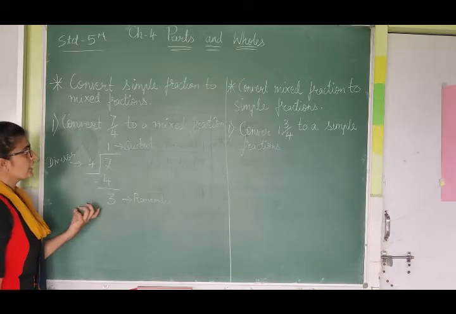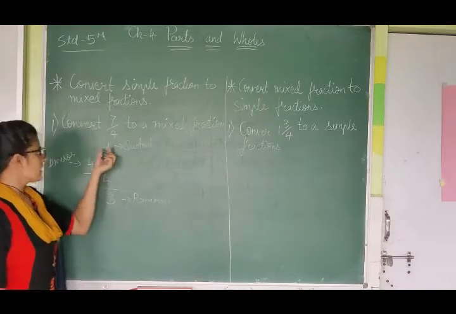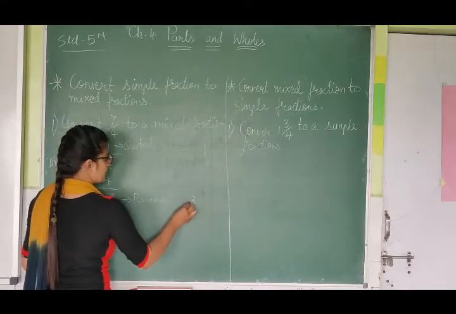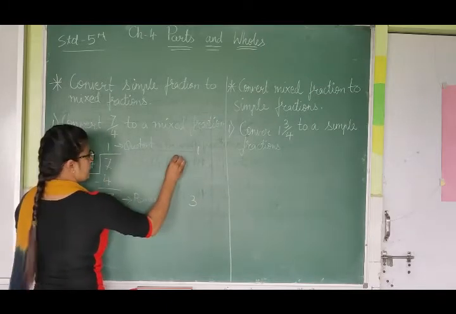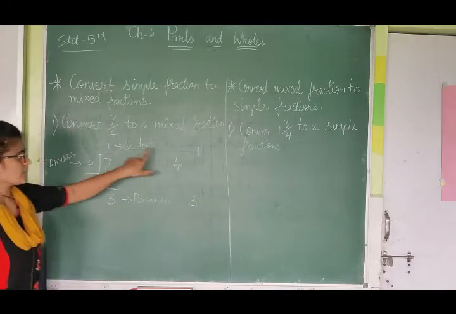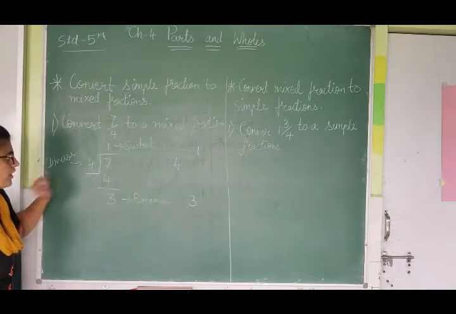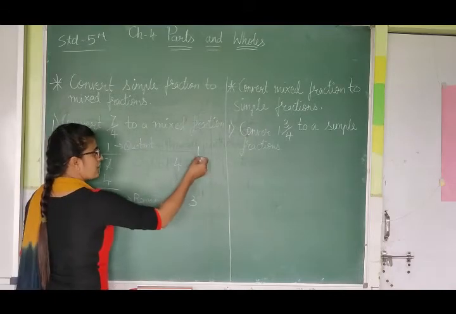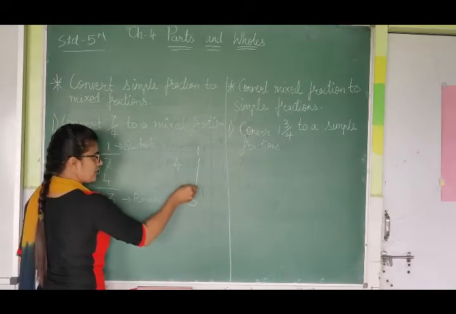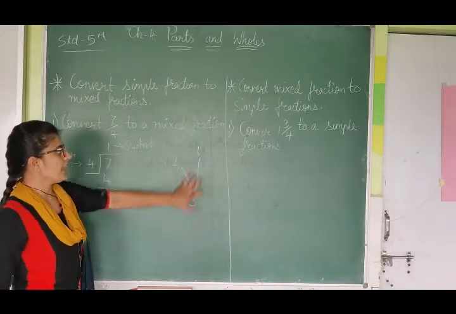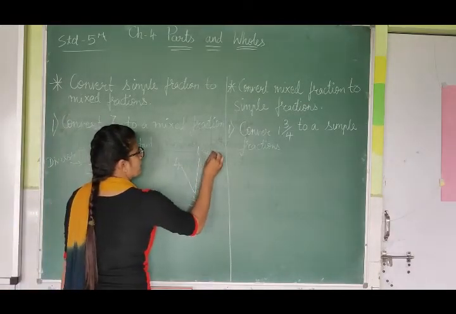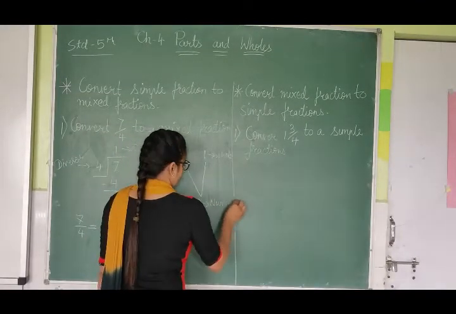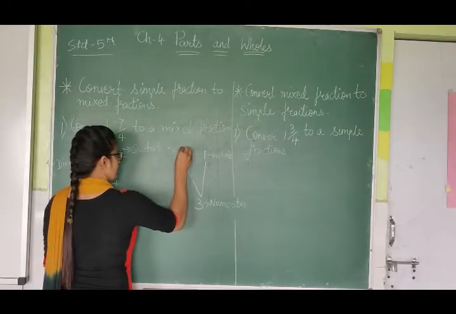Now how can we convert this into a mixed fraction? This quotient, remainder and divisor I am writing over here: 1, 3 and 4. You can see they are in this form. 1 is here at the top, 3 is down and 4 is over here. So simply what we have to do, we have to only make a V in the reverse process from here to here. So 1 we will write down as a whole number, 3 is written as numerator and 4 will be written as denominator.